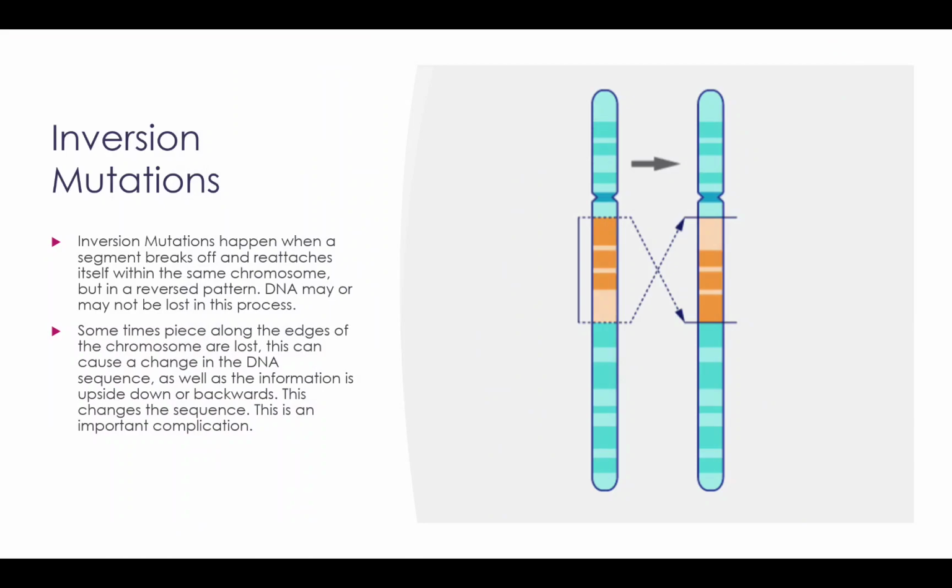Inversion happens when a segment breaks off and attaches back to the same chromosome in a reverse pattern. DNA may or may not be lost in the process by small pieces falling off along the edges. This can cause the information to be upside down or backwards, causing a change in the sequence.